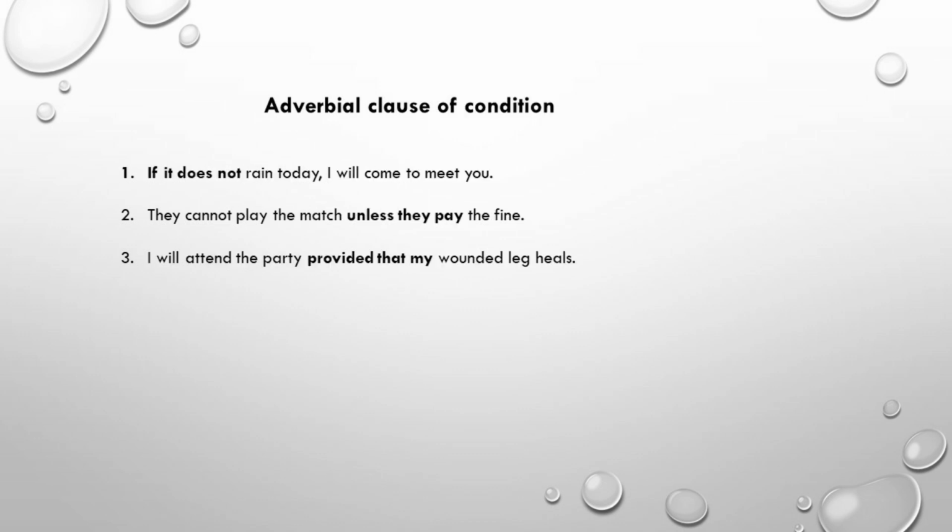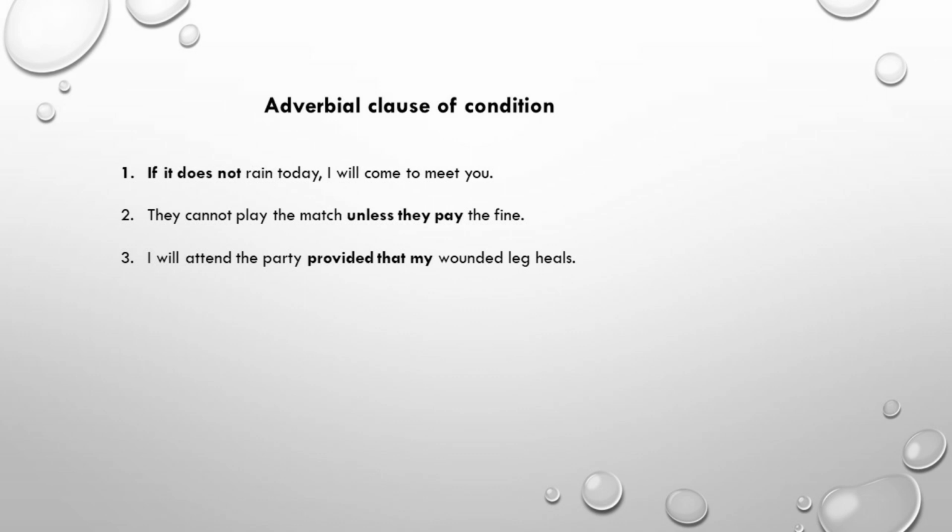The next type of adverbial clause is adverbial clause of condition. A subordinate clause which acts as an adverb in a sentence and highlights the condition for something to happen is adverbial clause of condition. ஒரு செயல் நடப்பதற்கான கண்டிஷனை சொல்றது தான் adverbial clause of condition அப்படின்னு சொல்லுவோம். இந்த எக்ஸாம்பிள்ஸ் பாருங்க. If it does not rain today, I will come to meet you. So இந்த சென்டென்ஸ்ல "I will come to meet you" அப்படிங்கிற செயலுக்கான கண்டிஷன் என்ன அப்படின்னா "if it does not rain today". அதனால if it does not rain today is the adverbial clause of condition.